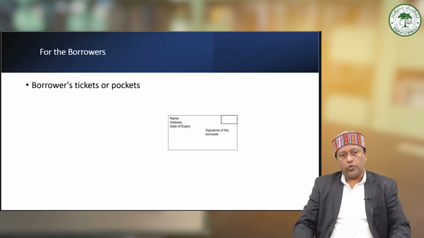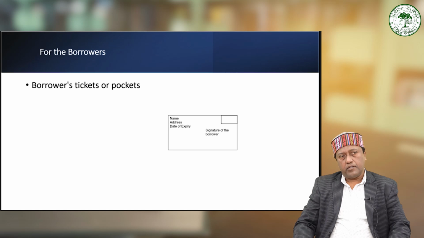So now coming to the borrower's ticket or the pocket. I told you, the borrower's ticket, or the reader's ticket, is in the form of a pocket, and it gives information about the borrower, means name, address, department, enrollment, roll number, whatever is there. That is sufficient to trace the reader. If the reader is not coming or has unnecessarily delayed the return of the document, in that case, if we have to contact the reader, all the details are there on the reader's ticket.